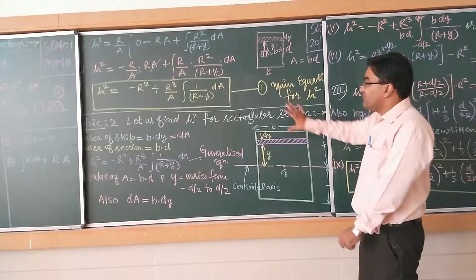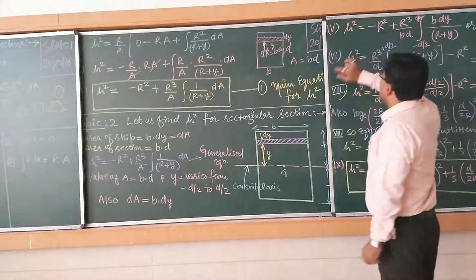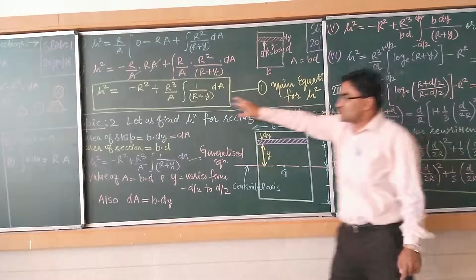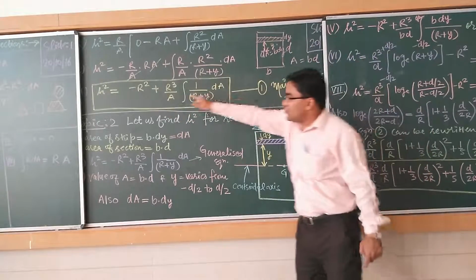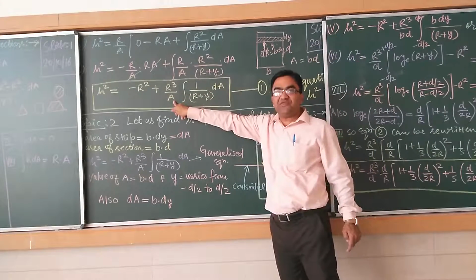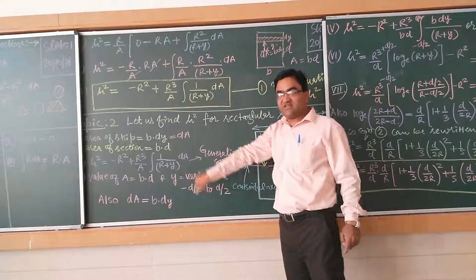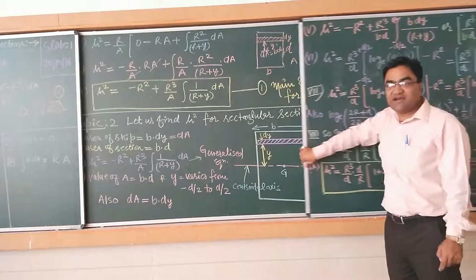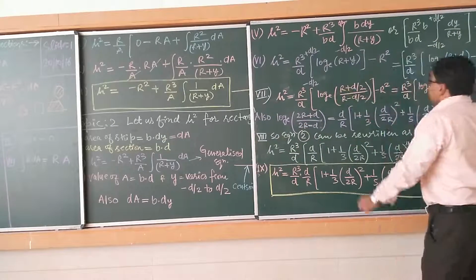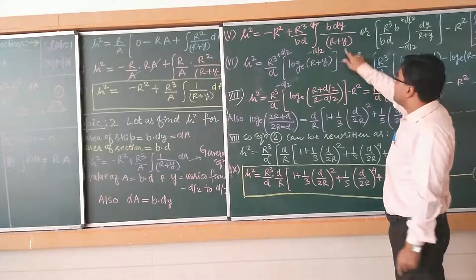Rectangular cross section in our generalized equation. Let us see. Generalized equation: minus r square as it is, minus r square as it is, r cube upon A. What is the value of A for the cross section? That is b into d. So this is b into d. Agreed?